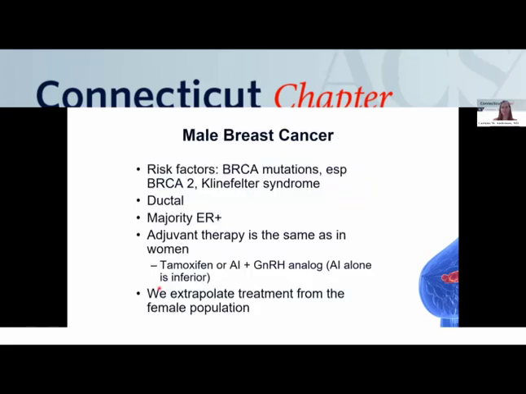Male breast cancers can be associated with BRCA mutations, especially BRCA2, and Klinefelter syndrome. They are almost all ductal. The majority are luminal. The therapy in general, we extrapolate from treatment of the female population, meaning they can have breast conservation and a sentinel node biopsy, and we can treat them afterwards with tamoxifen or an AI, which is given in combination with a GnRH analog.